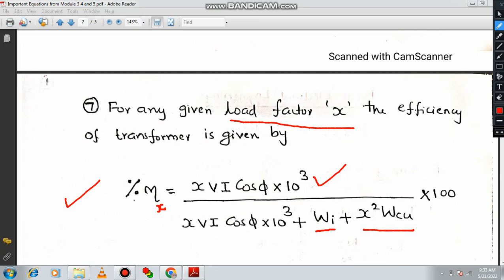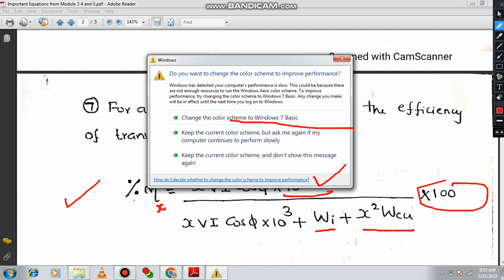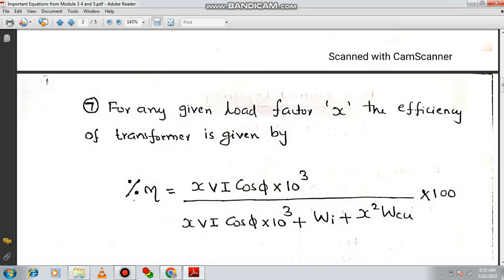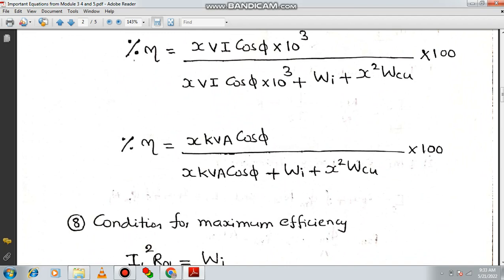Okay, so this formula is very important. You may ask why you are multiplying with 10 to the power 3. Very simple: kVA will be converted into VA. That's why I'll be multiplying with 10 to the power 3. Why am I multiplying with 100? Because it is better to express in terms of percentage, no? So that's why I would like to multiply with 100. I hope you are understanding my point.